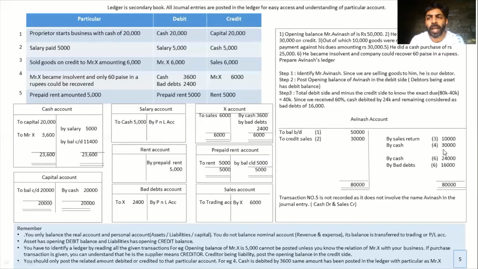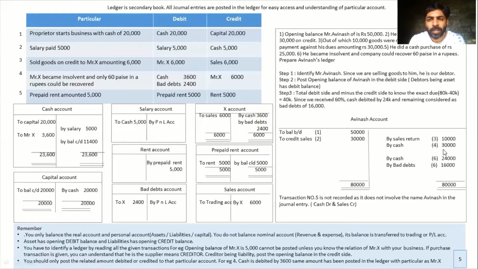He did a cash purchase of 25,000. Now, if there's a cash purchase, what is the journal entry? Cash to sales. In this journal entry, cash to sales, have you heard the word Avinash anywhere? No, not at all. That means there is no impact on Avinash's ledger. But if you are making a cash ledger or sales ledger, obviously there will be debit and credit posted properly. But for Avinash, there is no entry whatsoever. Let's look into the next part of it.